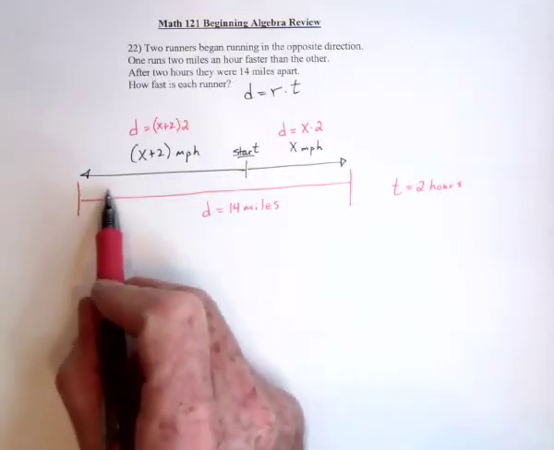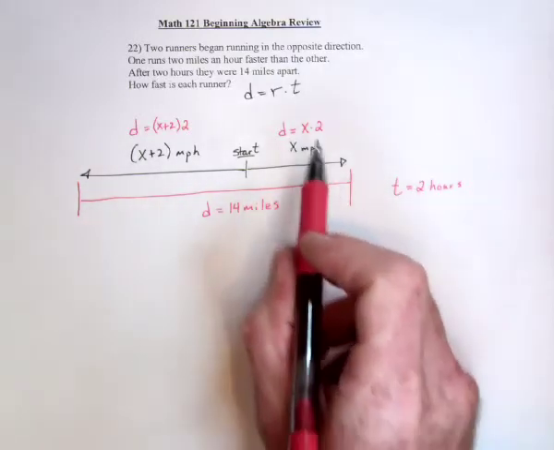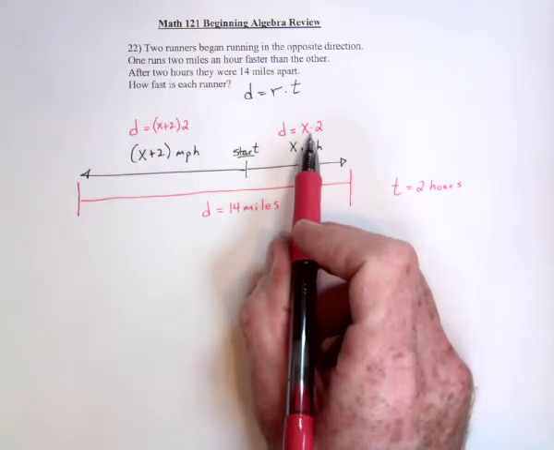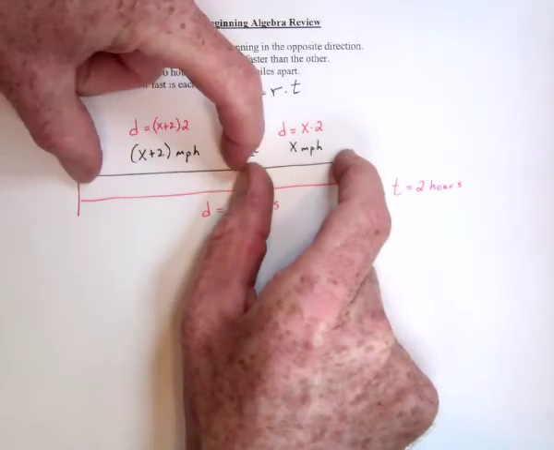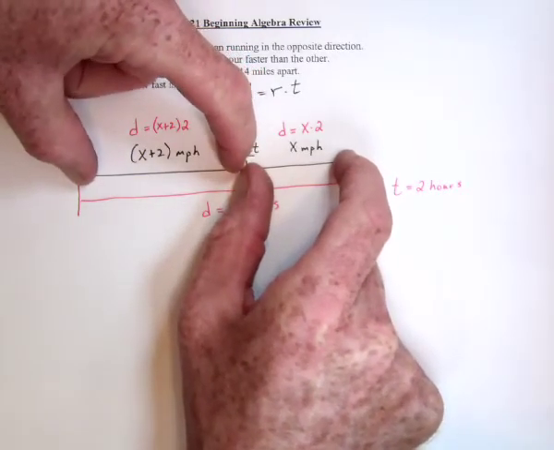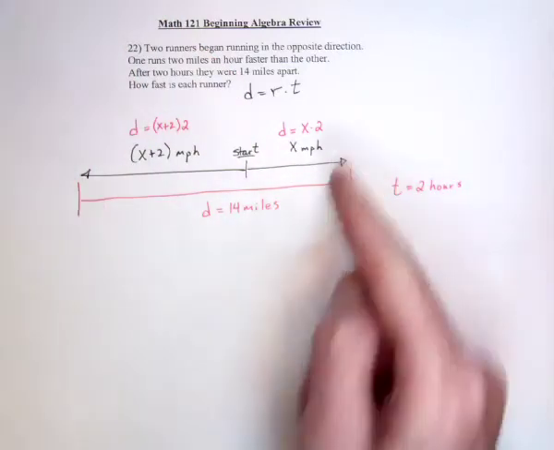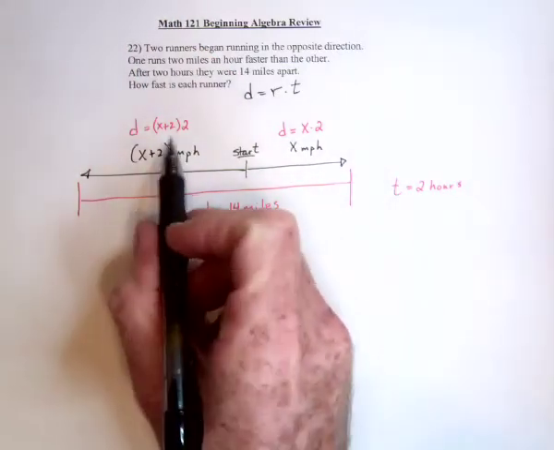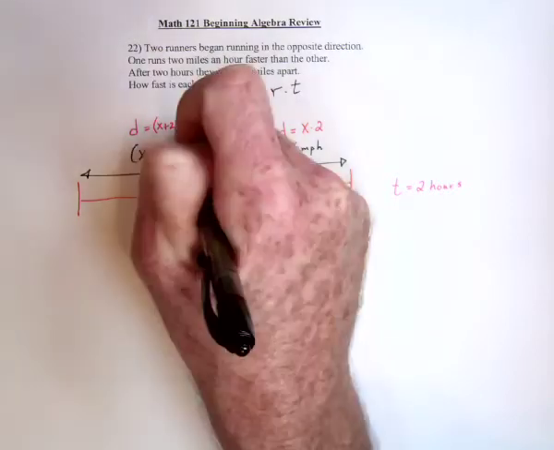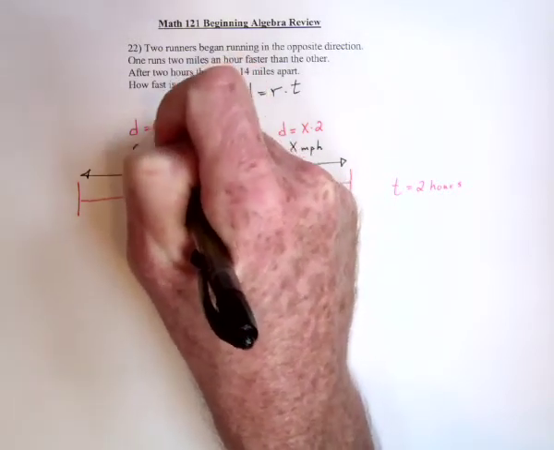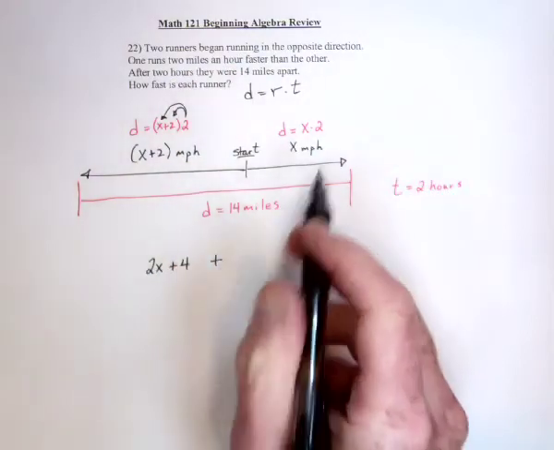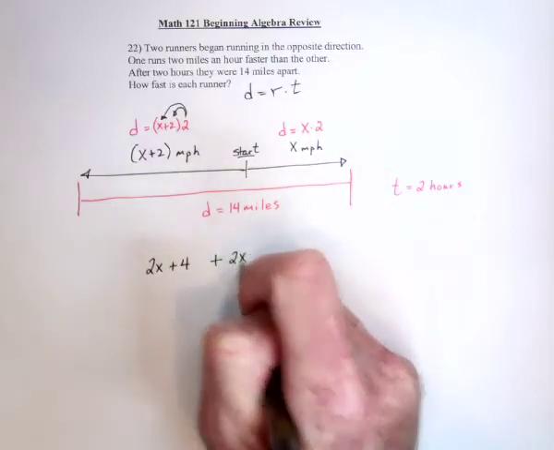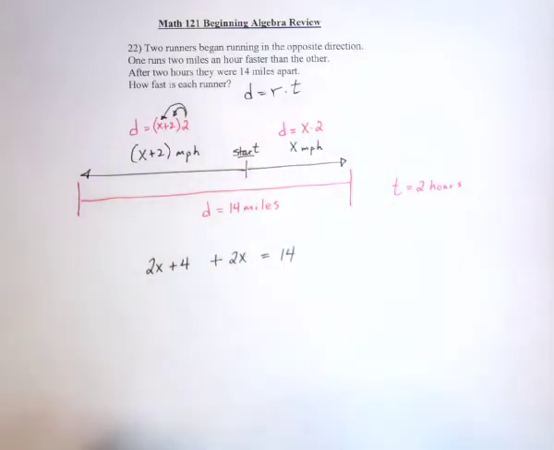Well, in order to find the total distance between them, then we just need to take this distance over here, or in other words, this distance over here, plus this person's distance, and then add those two together, and it will equal 14 miles total. So I'm going to go ahead and distribute that, so that's going to be a 4 and a 2x. So 2x plus 4 plus this person over here, which is a distance of 2x, equals a total of 14 miles.